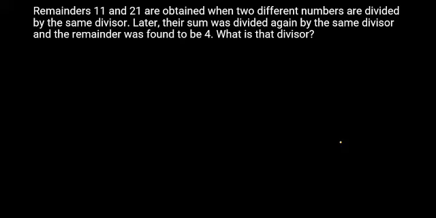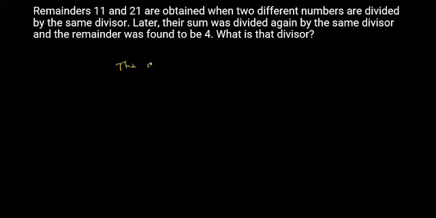So in this problem, you have two remainders, 11 and 21. They are obtained by two different numbers when you are dividing by the same divisor. And when you put these numbers together and take the sum of them, when you divide it by the same number, you will get the remainder as 4. Now what is the divisor? So there is a formula for this.